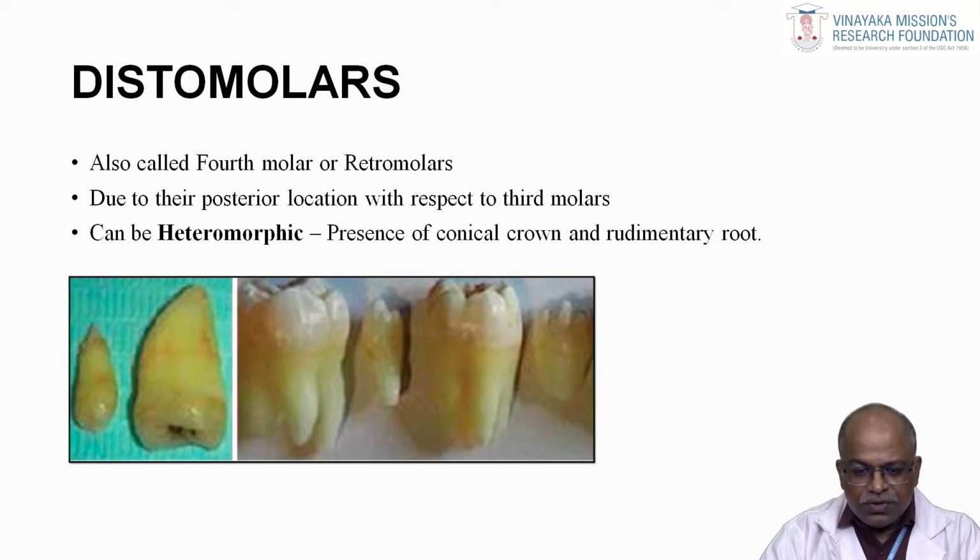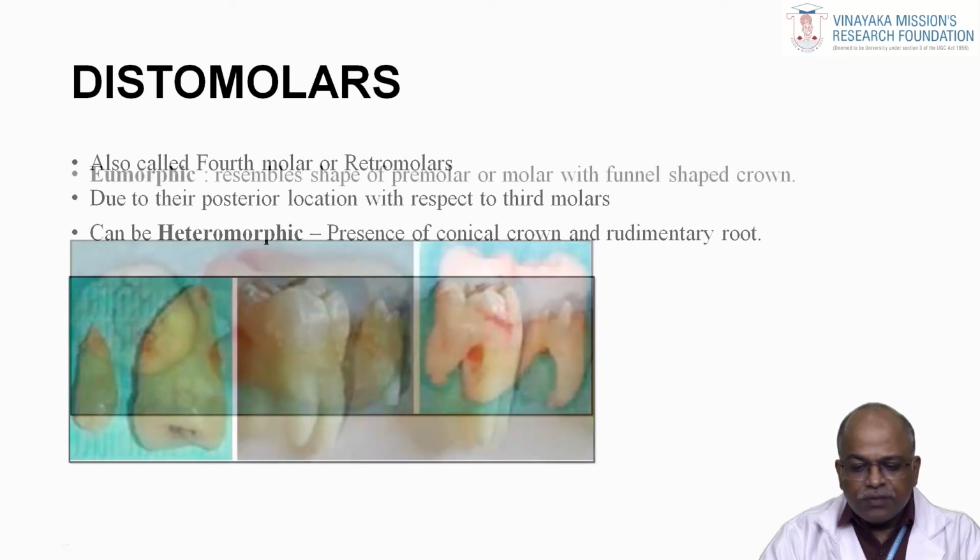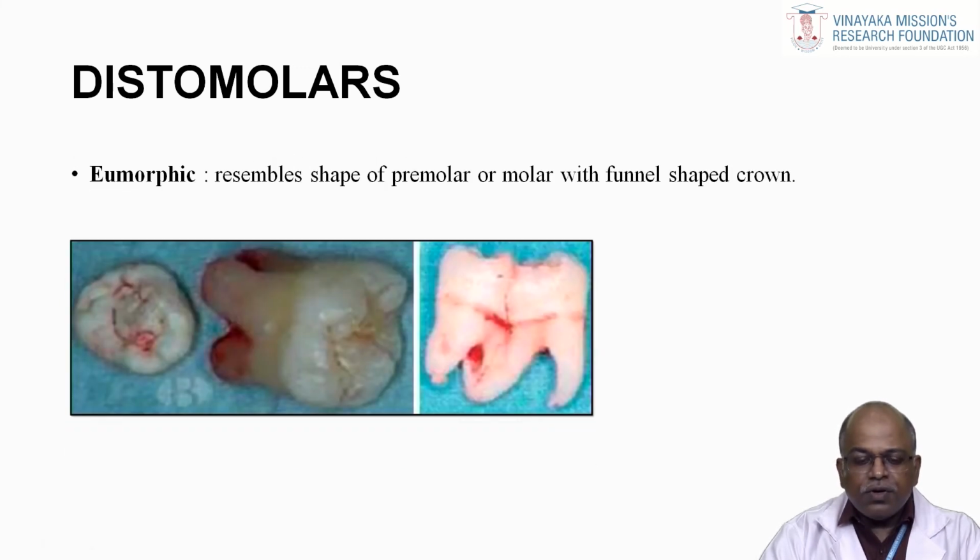Due to their posterior location with respect to third molars, they can be heteromorphic, with a conical crown and rudimentary root. There are also eumorphic distomolars, which resemble the shape of the premolar or molar with a funnel-shaped crown.